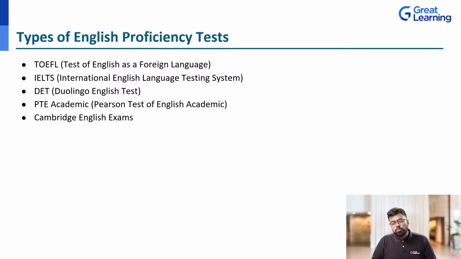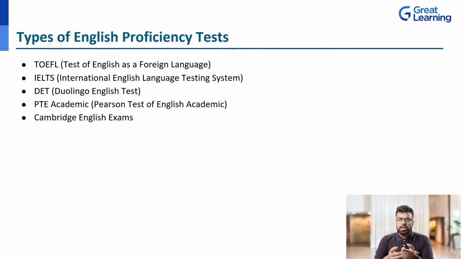Second is, what are the types of English proficiency tests that are out there, right? What are the different types of tests? Number one is the Test of English as a Foreign Language, known as TOEFL. This particular test is one of the most popular ones out there. If you are thinking of going outside of India, you would consider two of these tests: TOEFL and IELTS. These are the most popular and the most historic ones, because for a very long time these two tests have determined the basis of getting into any university, right?